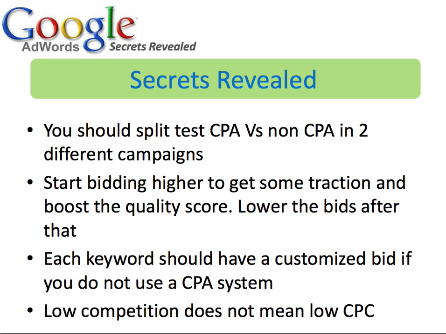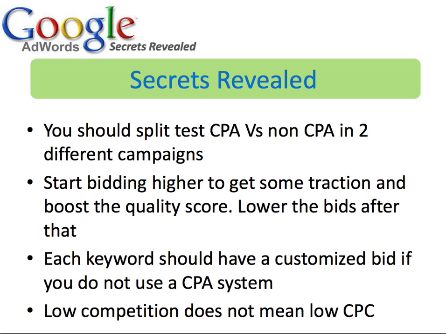Second, start bidding higher to get some traction. What that means is that you need to have a higher bid at the beginning in order to get some traffic to your campaigns. Then you can lower this bid and Google will still show your advertisement even though you're bidding lower. It's a little trick that helps you to get started and get a good quality score.